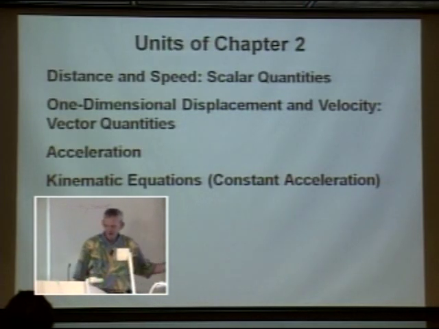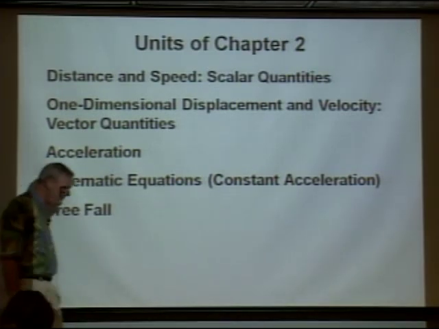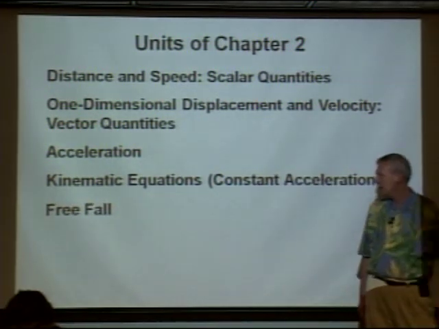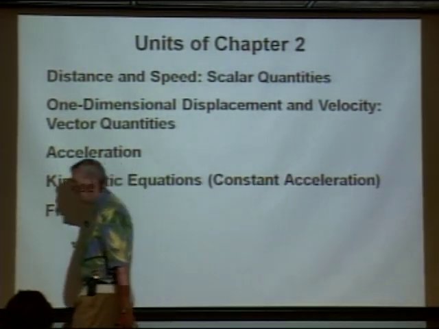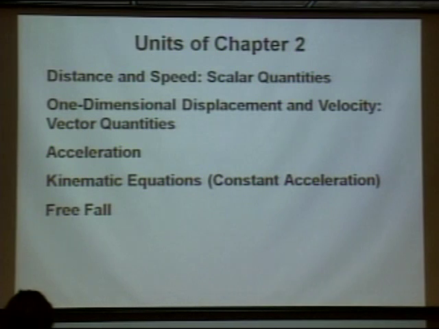Basically what we're going to be doing is looking at distance and speed, which are scalar quantities, displacement and velocity, which are one-dimensional vector quantities. One-dimensional meaning they're linear. They lie on a line. And then we'll talk about acceleration, and that's probably about as far as we'll go. And then on Thursday, we'll have all kinds of fun with kinematic equations and free fall. All right?